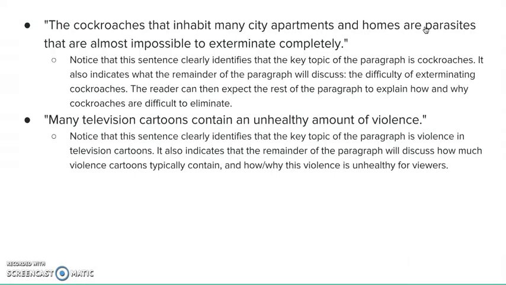Another topic sentence is, many television cartoons contain an unhealthy amount of violence. Notice that this sentence clearly identifies that the key topic of the paragraph is violence in television cartoons. It also indicates the remainder of the paragraph will discuss how much violence cartoons typically contain, and how and why this violence is unhealthy to viewers. So, as a whole, this paragraph will focus on three things: television cartoons, violence, and the unhealthy amount of violence.